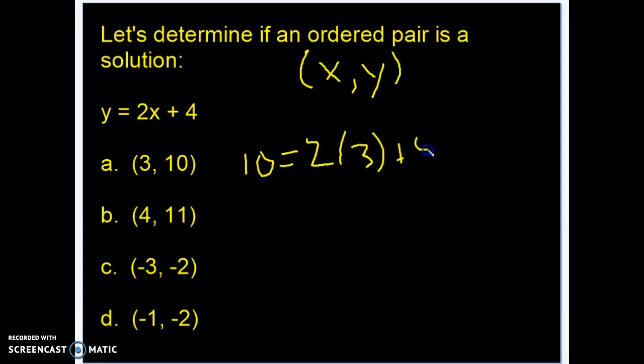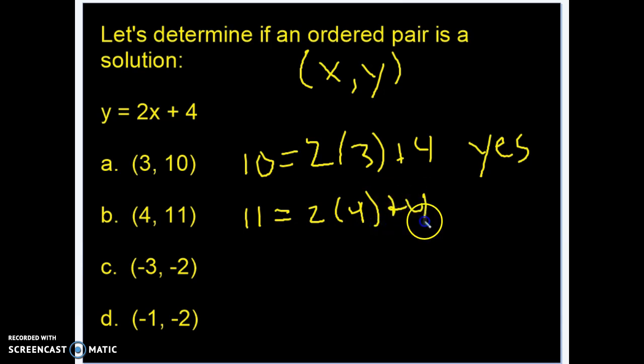Everything stays the same, except we took the x out and put the 3 in, and we took the y out and put the 10 in. So 2 times 3 is 6, 6 plus 4 is 10. So yes, this solution works. We'll do the same thing for the ordered pair 4, 11. We'll substitute 11 in for y, and we'll do 2 times 4 plus 4. 2 times 4 is 8, plus 4 is 12. This is supposed to be equal to 11. So this one is no, that's not a solution that would work.